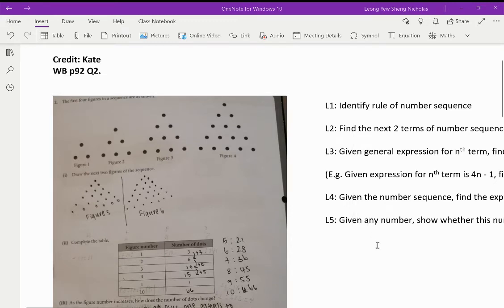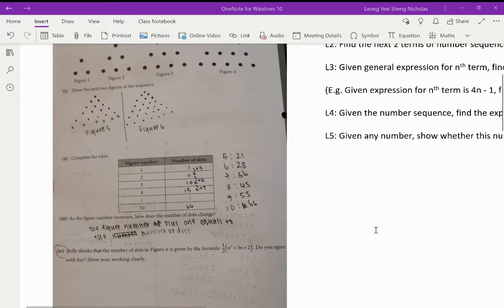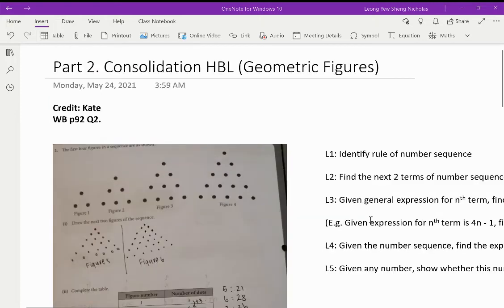Hi students, let's review question 2 and question 3 on page 92 and 93 of your workbook.